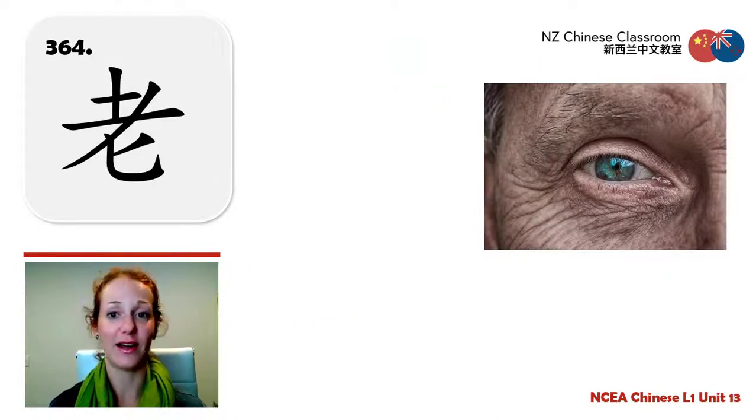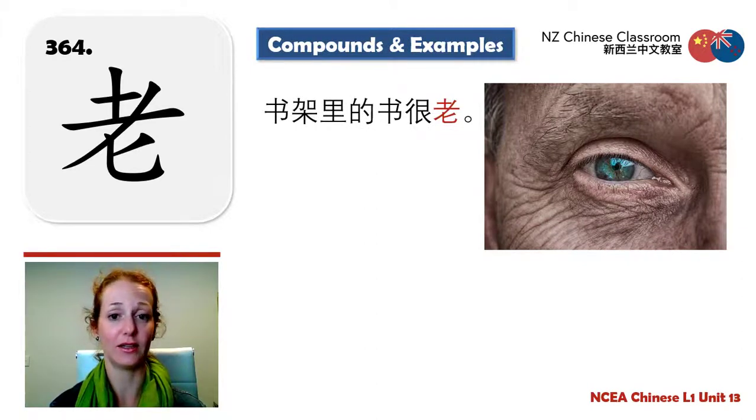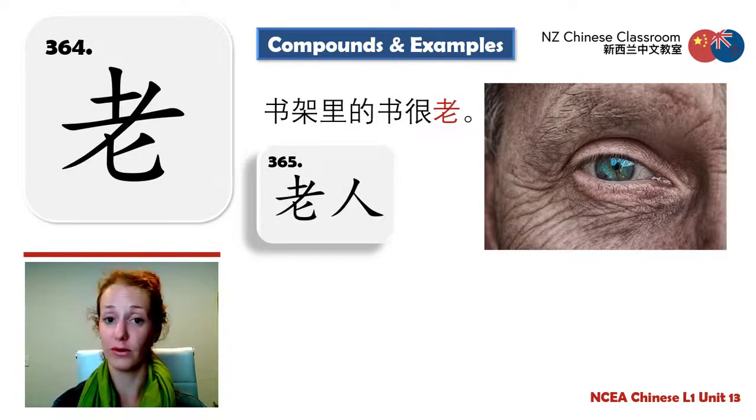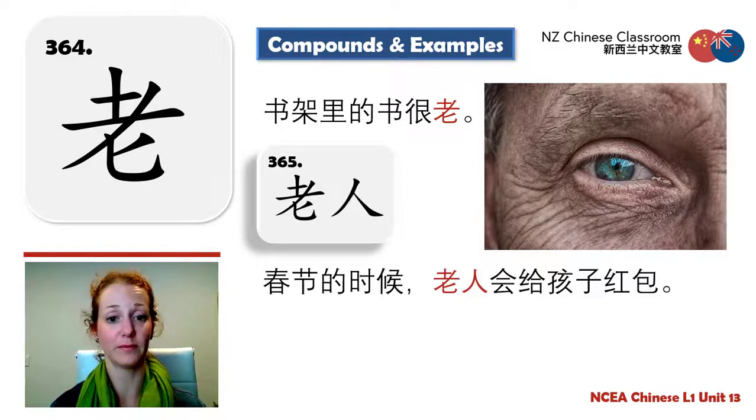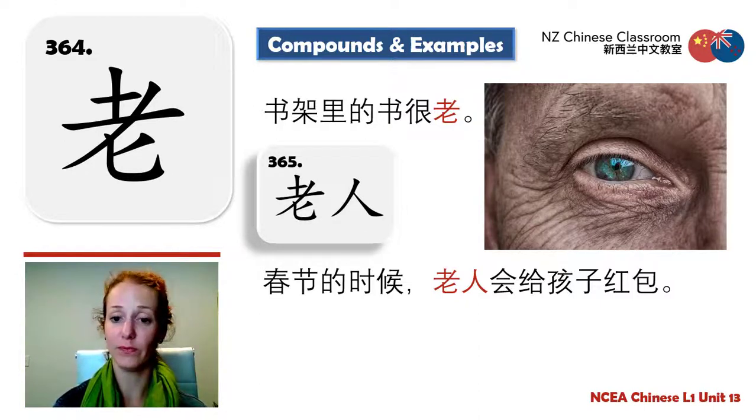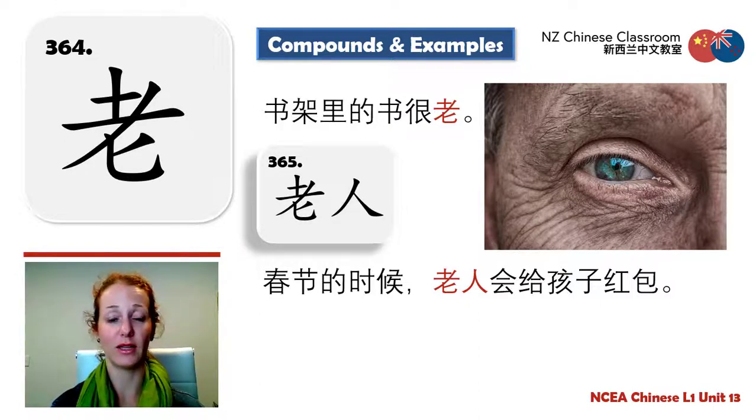老, old. 书架里的书很老. So things can be old and people can be old in this case. So 书架里, in the bookshelf, the books are very old. 老人, an old person. So a senior citizen, we just call it a 老人. 春节的时候,老人会给孩子红包. So when it's Spring Festival, the old people usually give the children 红包, red packets.